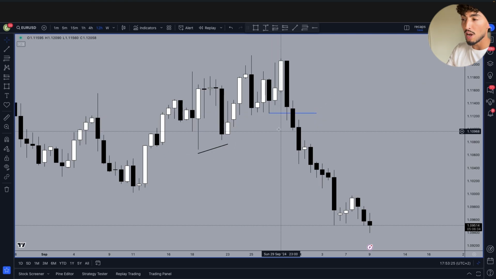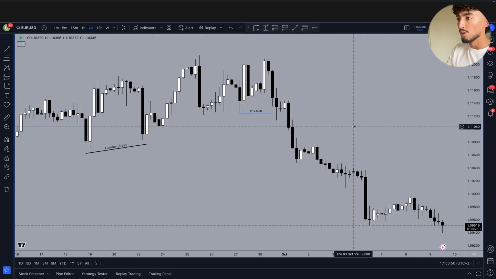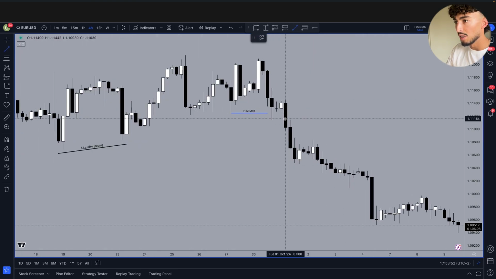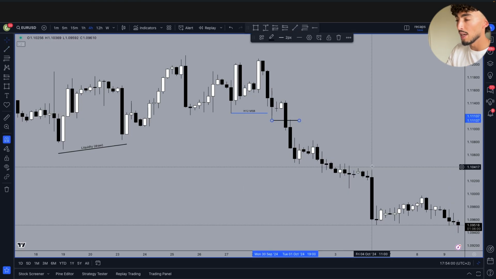Now I can drop to the H4 and look for clues there. I do the same thing here again. So this is the H12 MSB. Now I go to the H4 and do the same thing. Here again on the H4, we also had a structure break to the downside. And I mark out my structures with a blue line like I mentioned before.